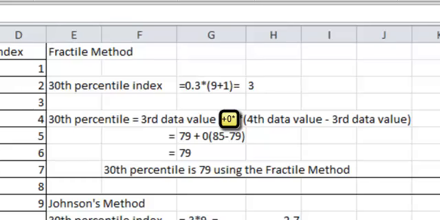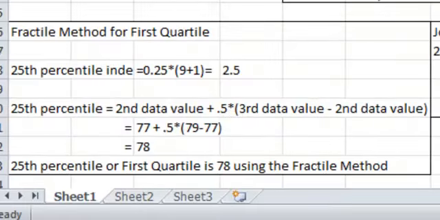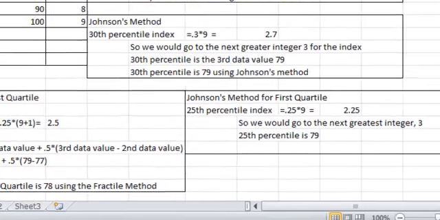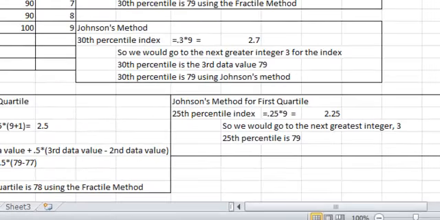And when we use the fractile method to find the 25th percentile, we do the same thing. We get 2.5. So that means we take our second data value and add to that 0.5 times the difference of the second data value from the third data value. So we get the 25th percentile to be 78. Now when we use Johnson's method, we see that there is no difference between the 30th percentile and the 25th. Both are 79. So the fractile method is a bit more discriminating in establishing the percentiles.